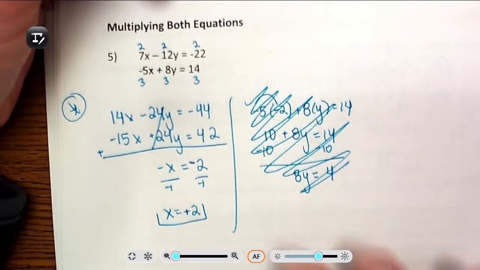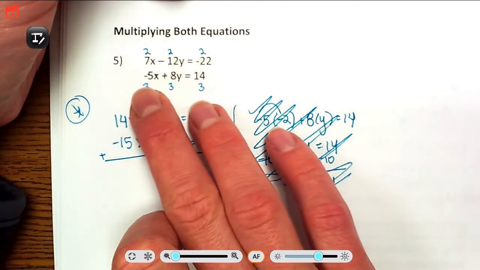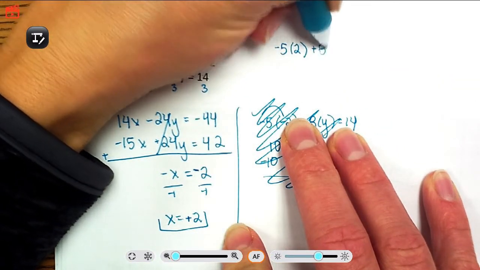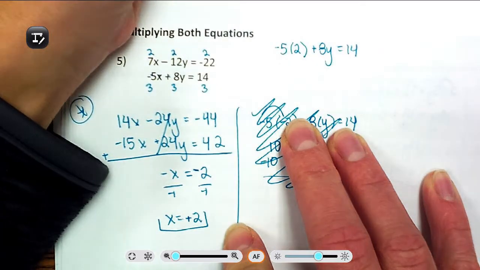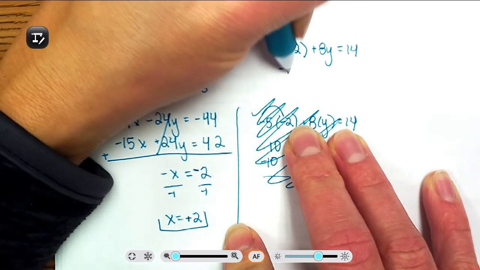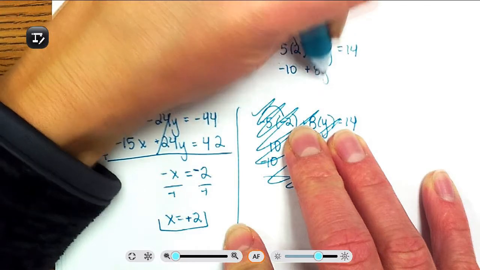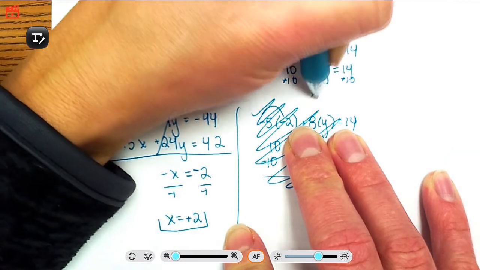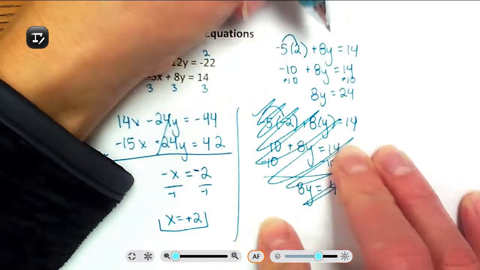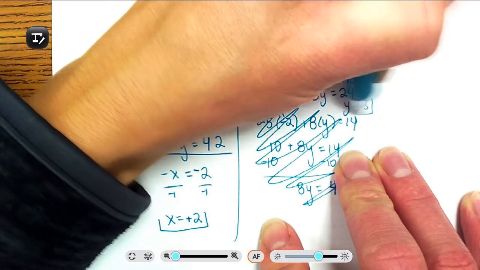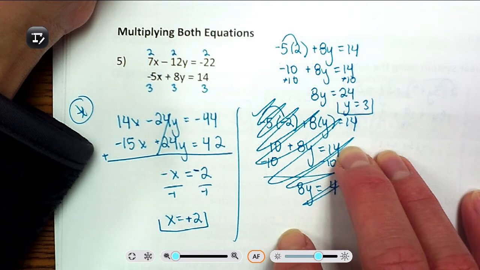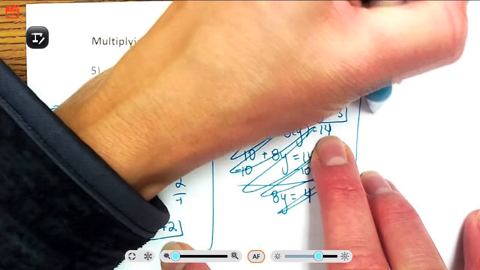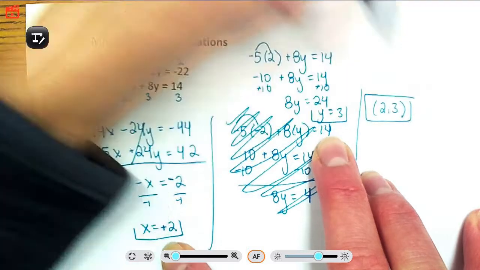So when you substitute that, positive 2, I'll substitute it into the second equation. Negative 5 times 2 plus 8y equals 14. Negative 5 times 2 is negative 10 plus 8y equals 14. Add 10 to the other side. 8y equals 24. Y equals 3. Then take the combination of 2 and 3, and there you have it.